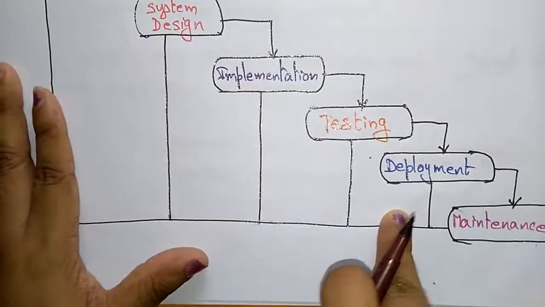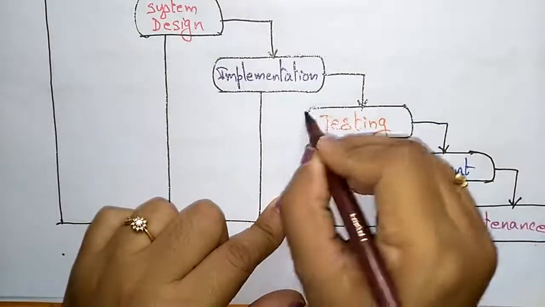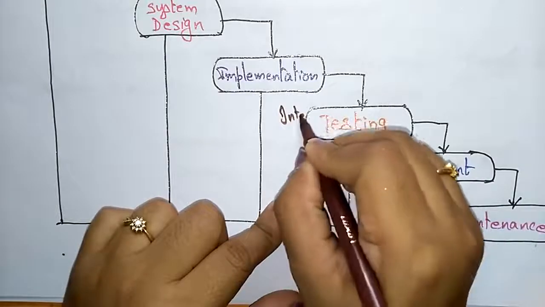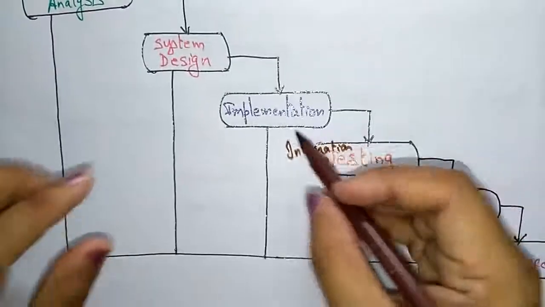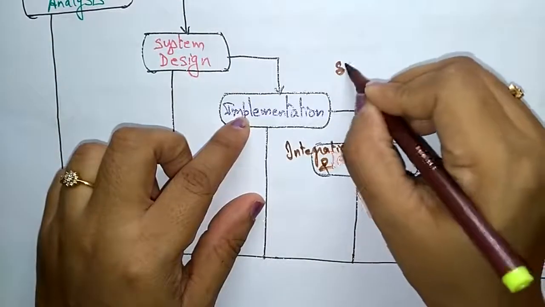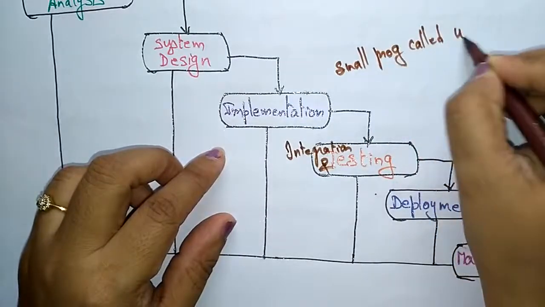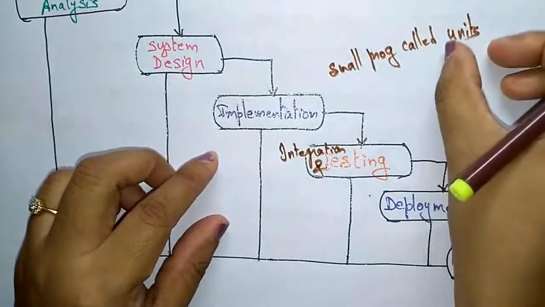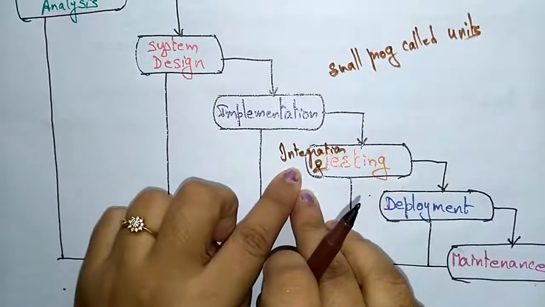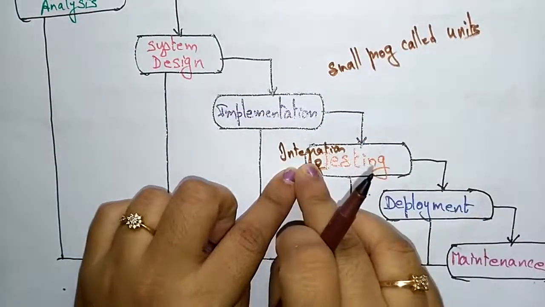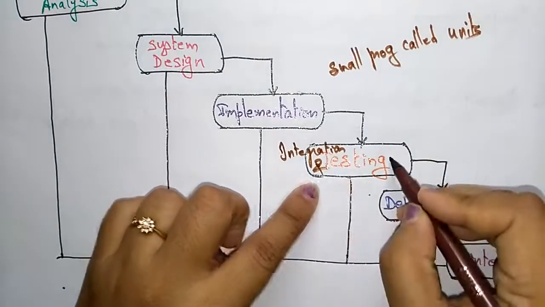After that, deployment. In testing, you can also call it integration and testing. Let me write one more point: integration and testing. Here I'm making small programs called units, and each unit we are testing. After that you have to combine all units, which you call integration. All units are integrated and the complete product is tested for any faults and failures in this phase.